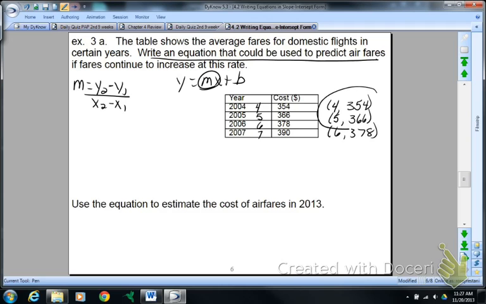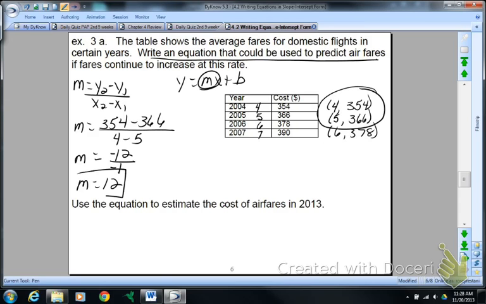I'm going to use the first 2 points. So that's 354 minus 366 over 4 minus 5. And 354 minus 366 is what? Negative 12 over a negative 1. So what is negative 12 divided by negative 1? 12. Positive 12. So what is that? Remember, slope is also referred to as the rate of change. What do y'all think that means?